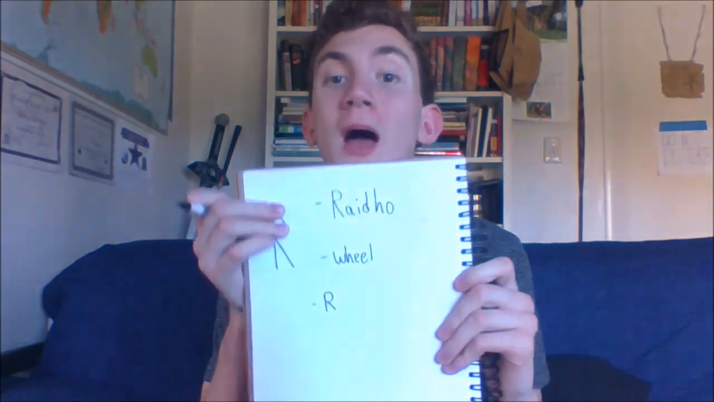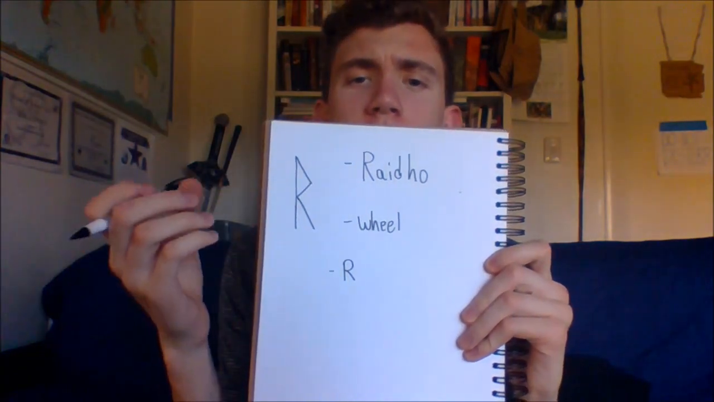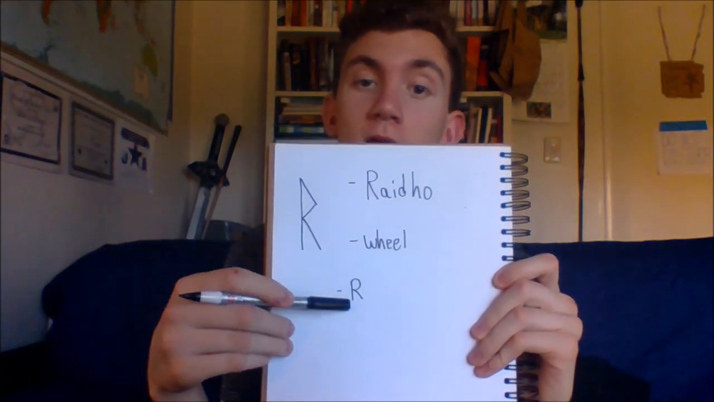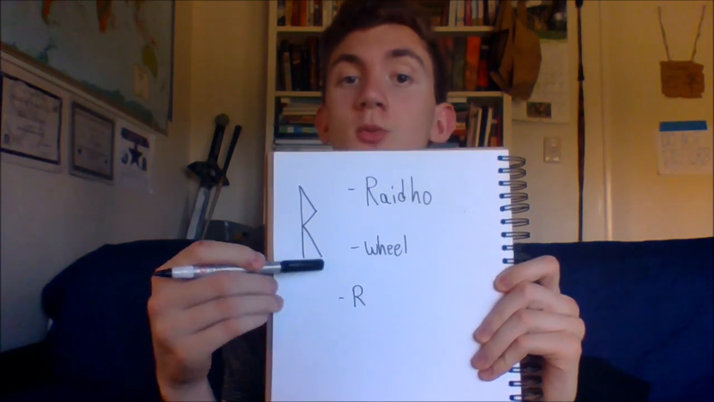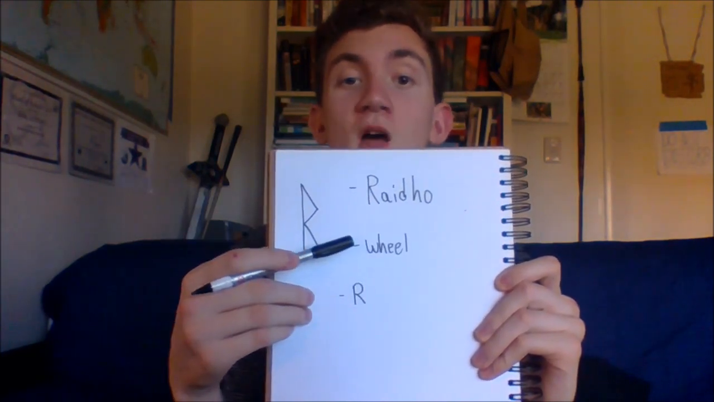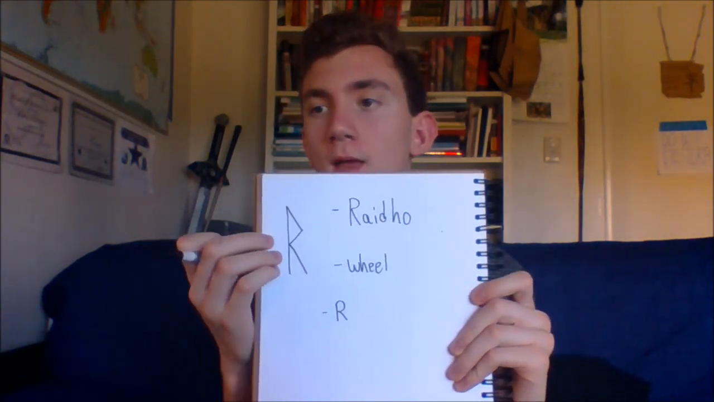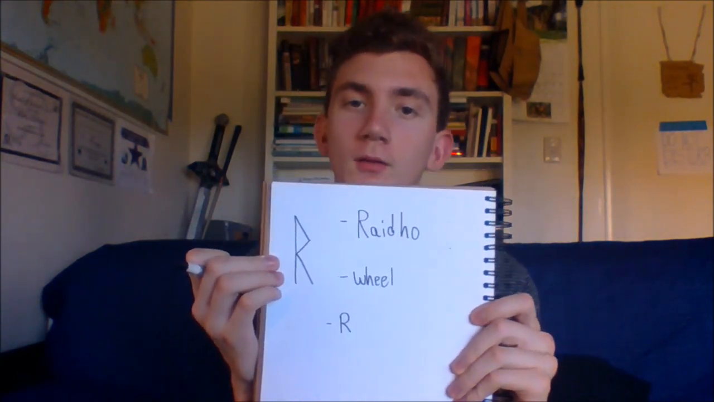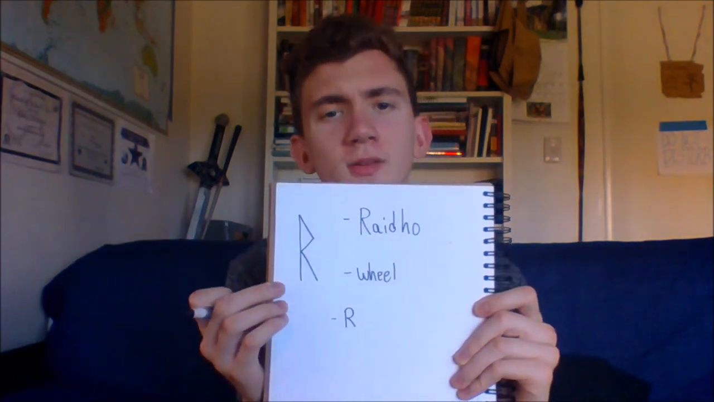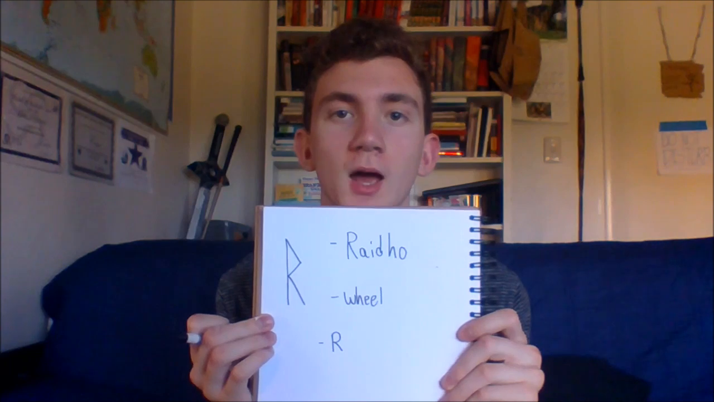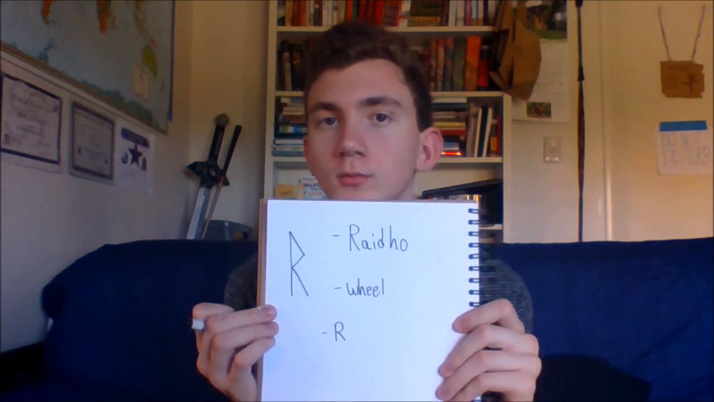Then we have Raido. That's how you spell it. I hope you can read my handwriting. It definitely looks like an R, so there's definitely a correlation with the English counterpart. This is what it means: wheel, or motion, or how things move and transport. Like, how are things coming along? Almost like, I wouldn't say time, but the passage of time is closer to what it means.